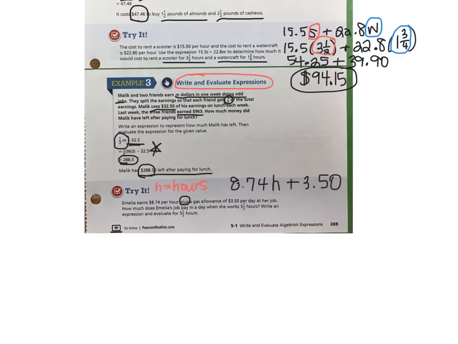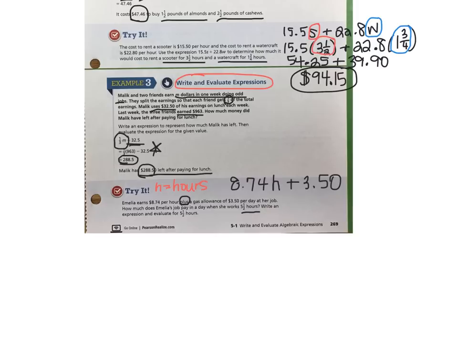Okay, take a look at the problem. Amelia earns $8.74 per hour plus a gas allowance of $3.50 per day at her job. How much does Amelia's job pay in a day when she works 5½ hours? Write an expression and evaluate for 5½ hours.